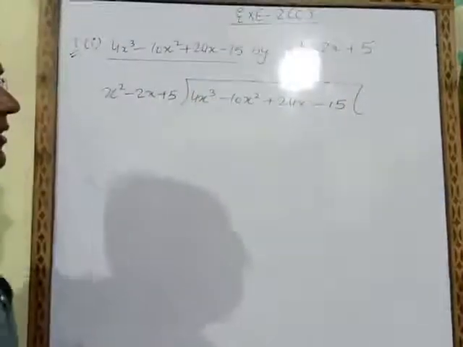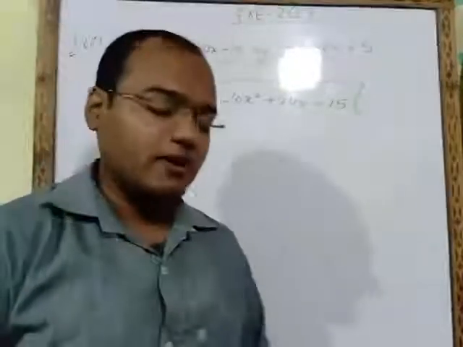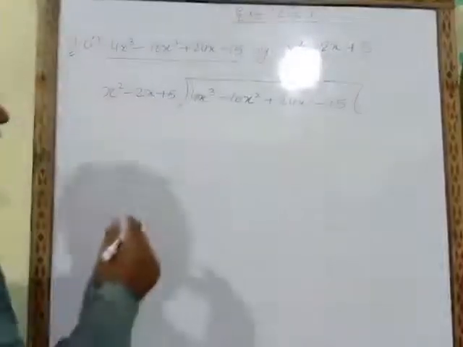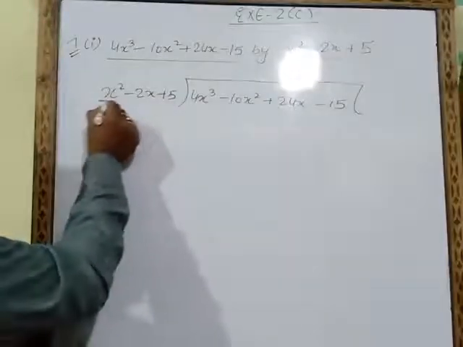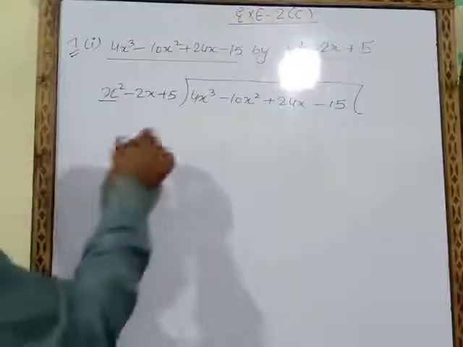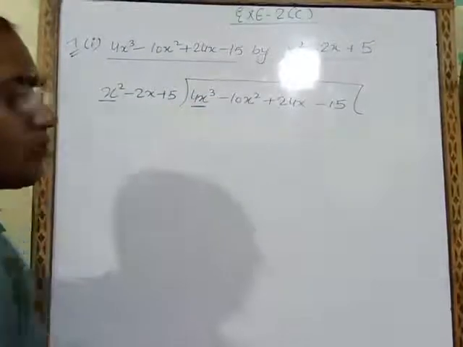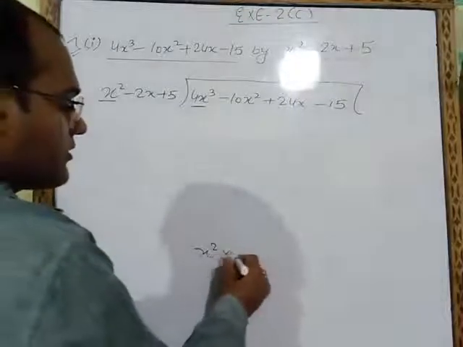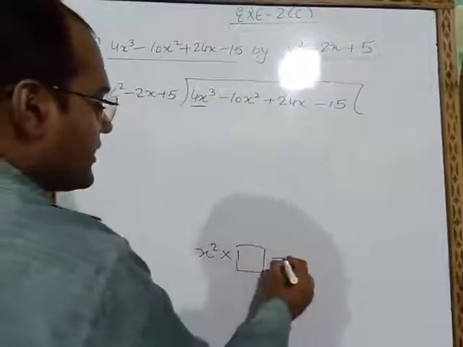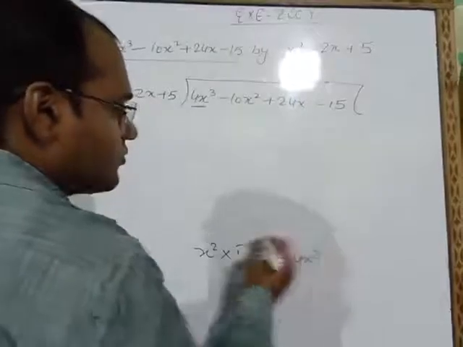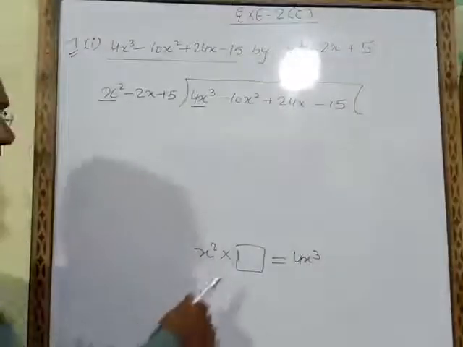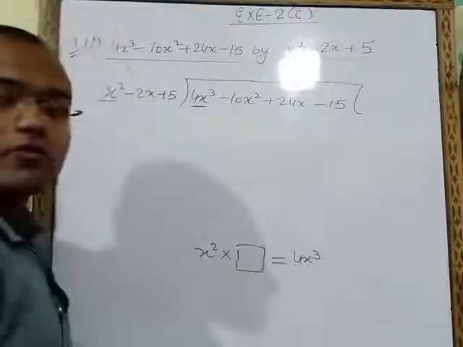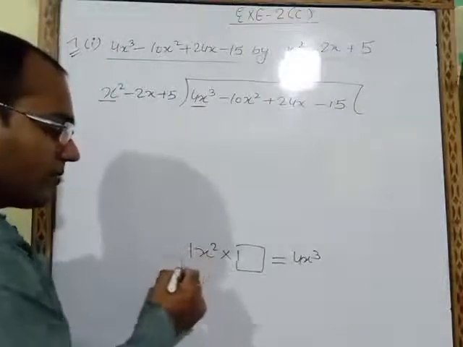Now we will do the same work as we have done in question number 4 and 5. Same work. What you have to do? The first term is x square here, and inside the first term is 4x cube. So with the help of this x square, we have to make 4x cube in the answer. So x square multiplied with which number so that our answer should be 4x cube? So here the number is 1.